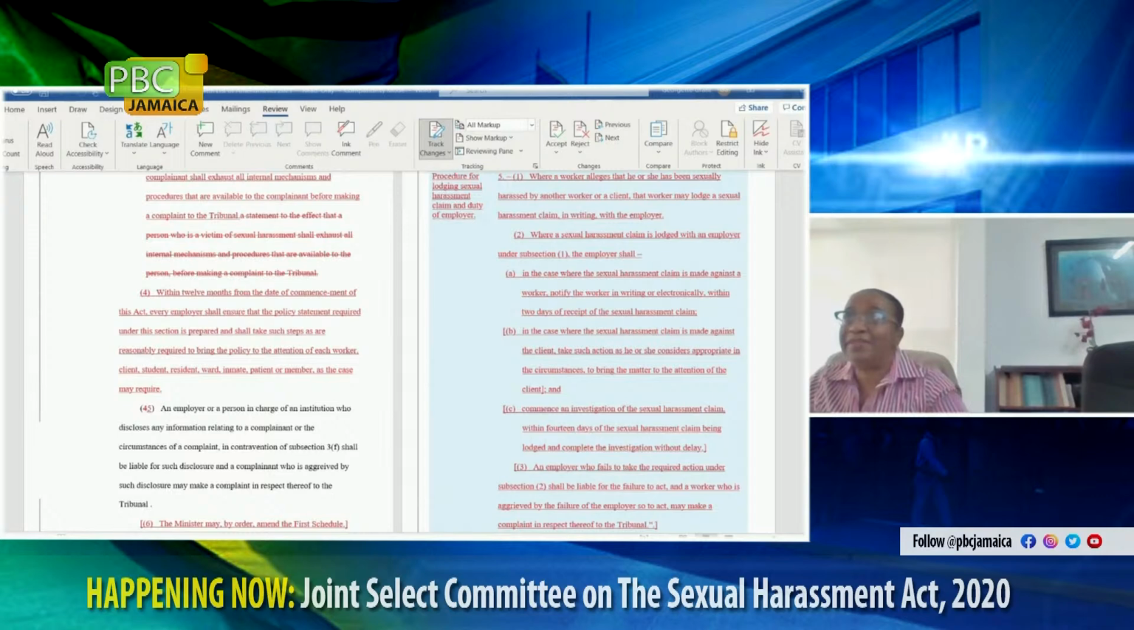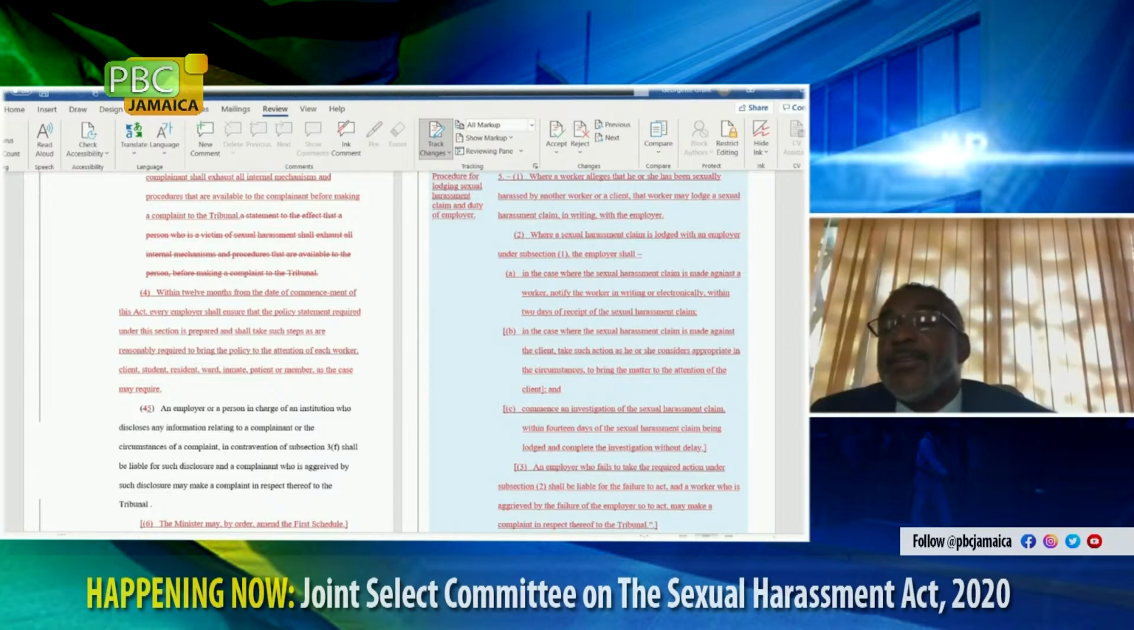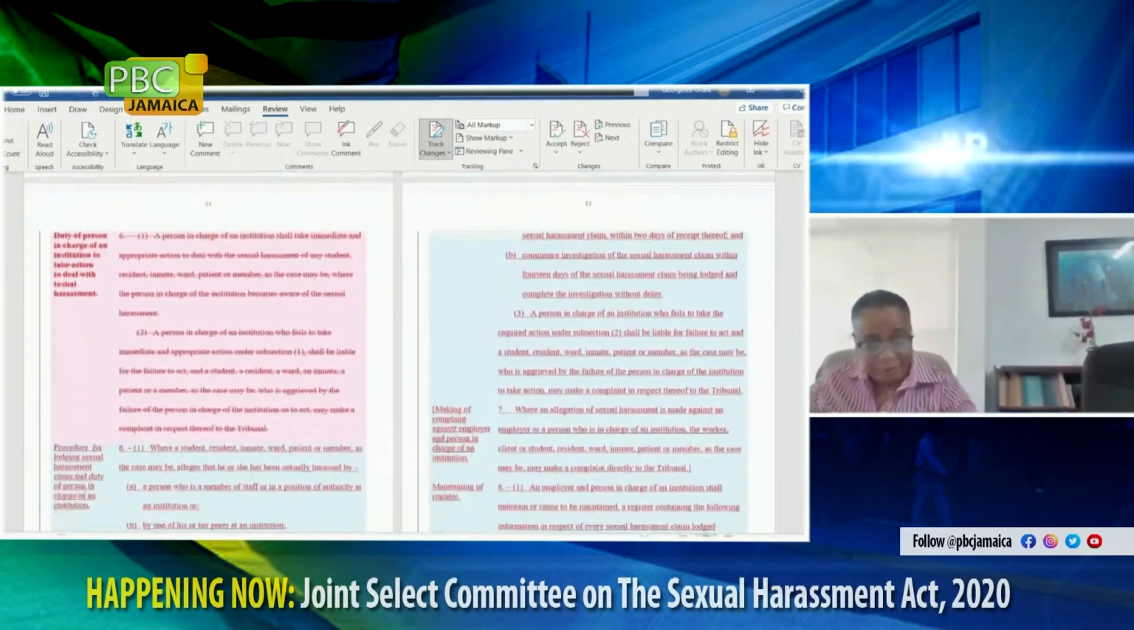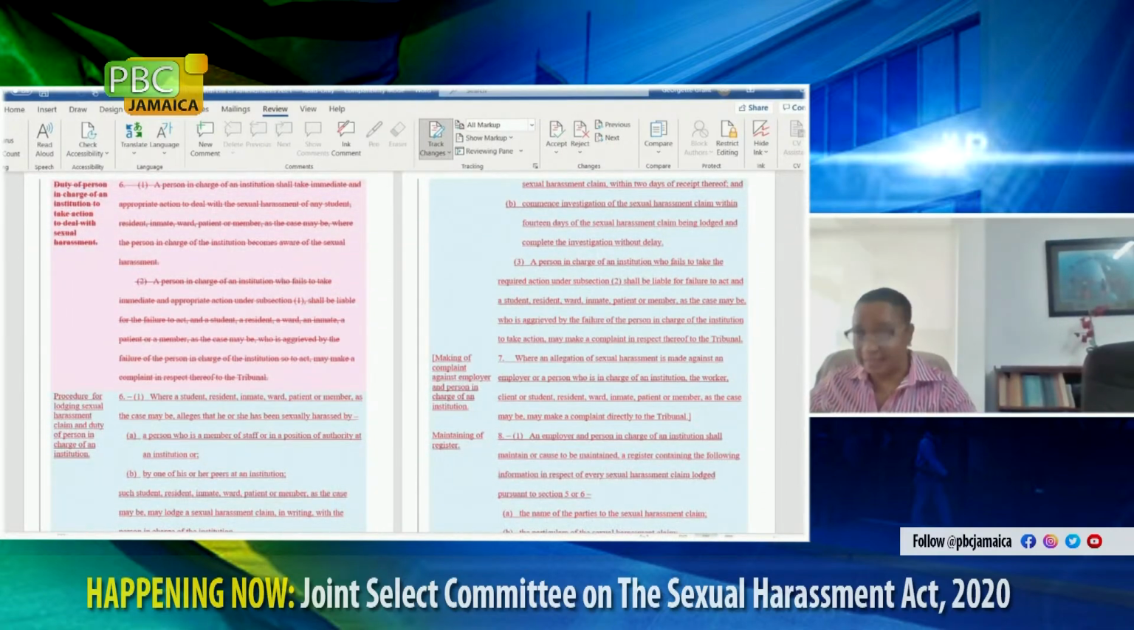So we are happy with it, Chair. Is it that the committee is accepting the new clause 5, or can we move on to the new clause 6? Yes. Okay, so then we had to now, for the same reason, delete clause 6 and substitute it as follows, and I'm going to read it into the record. The marginal note reads, procedure for lodging sexual harassment claim and duty of person in charge of an institution.